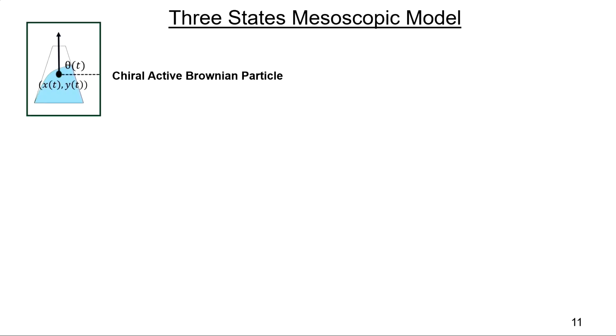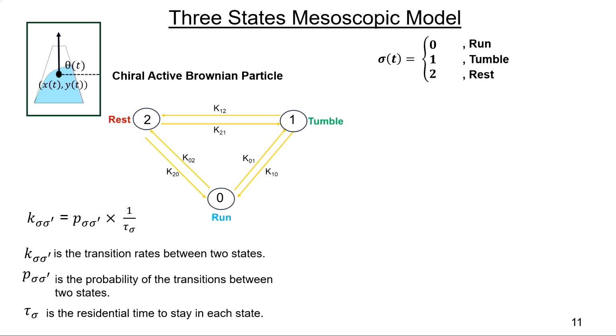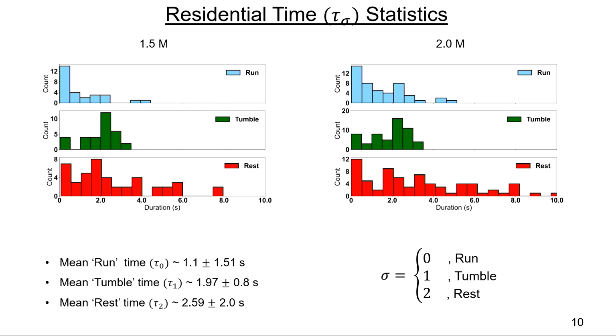Then we proposed a simple model to understand the system. We consider it as a chiral active Brownian particle. There is a switching rate from rest to tumble, tumble to run, and run to rest. We take the switching rate as the probability between two states and the inverse of the multiplication with the inverse of the residence time, which we have calculated from here.